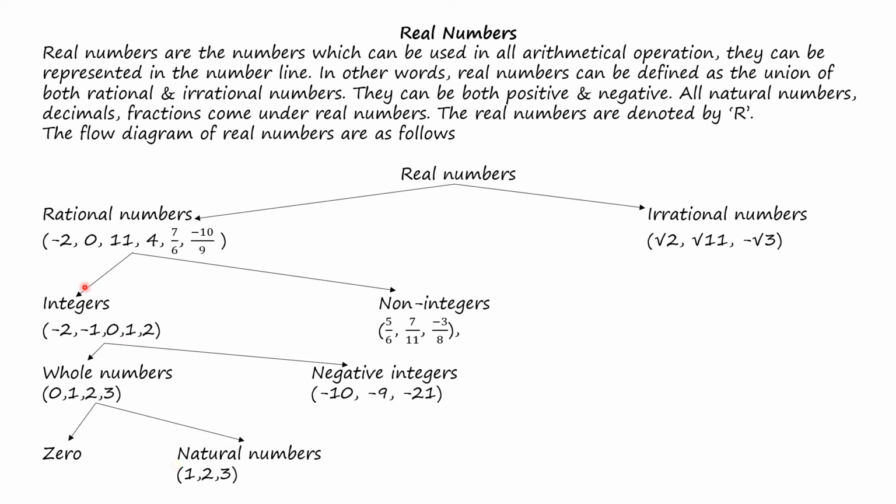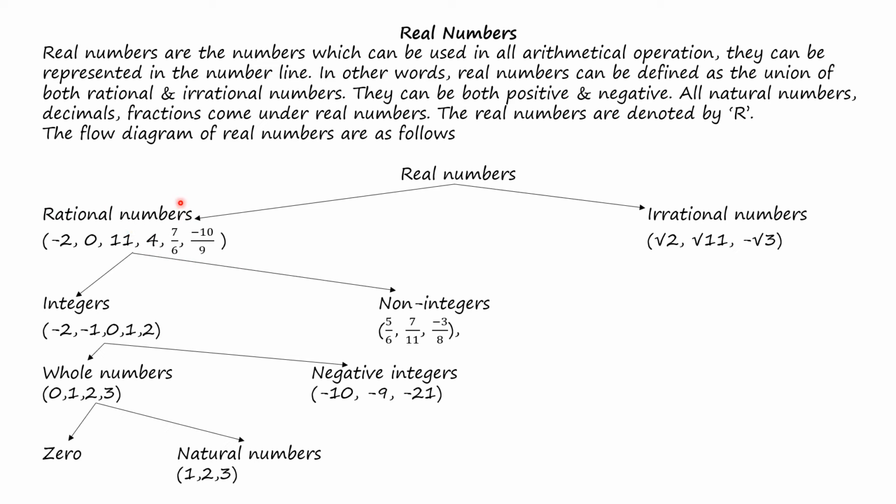Rational numbers may be positive, negative, 0, or fractions like -2, 0, 11, 4/7, 6, -10/9. These all come under rational numbers. Whereas irrational numbers are √2, √11, -√3. These are irrational numbers. And the union of irrational numbers and rational numbers constitutes real numbers.